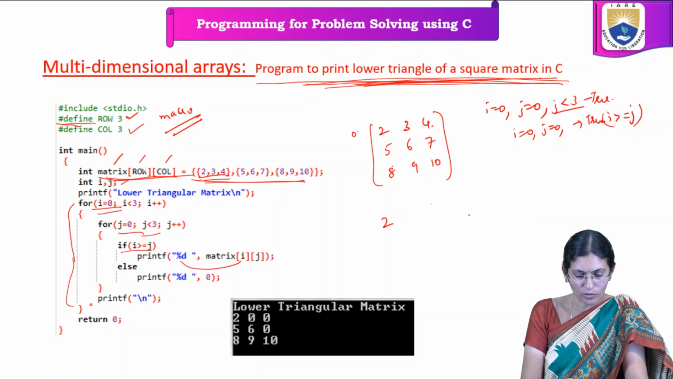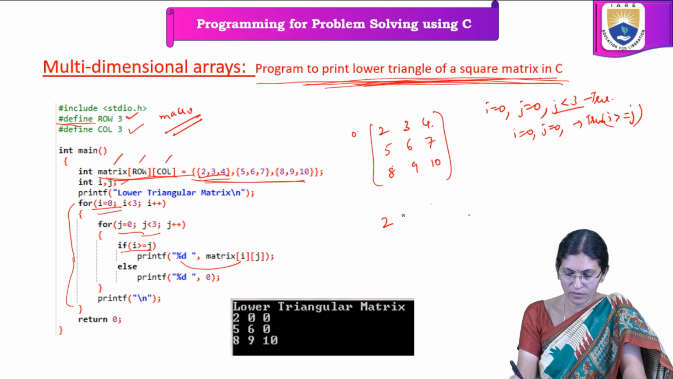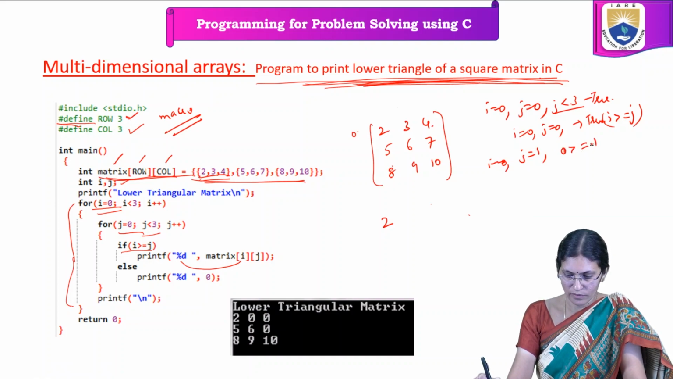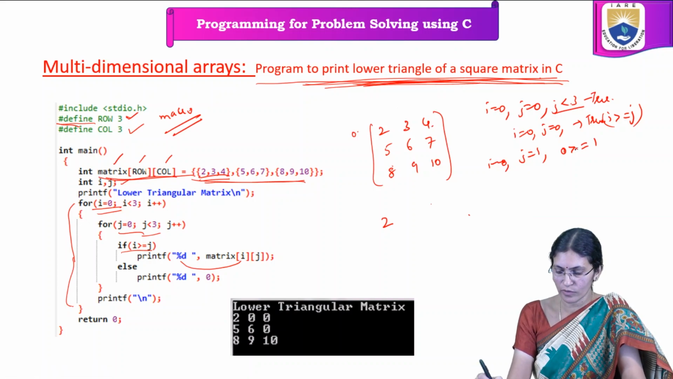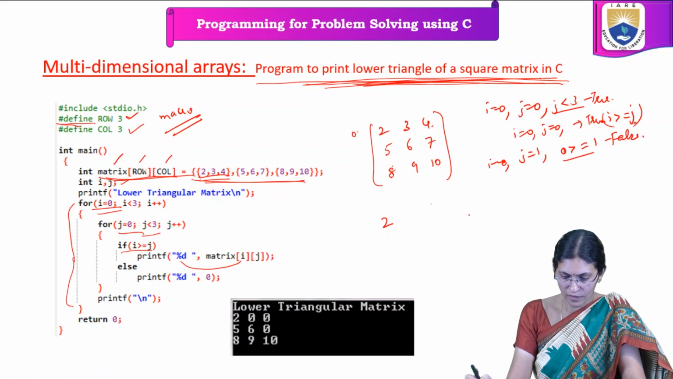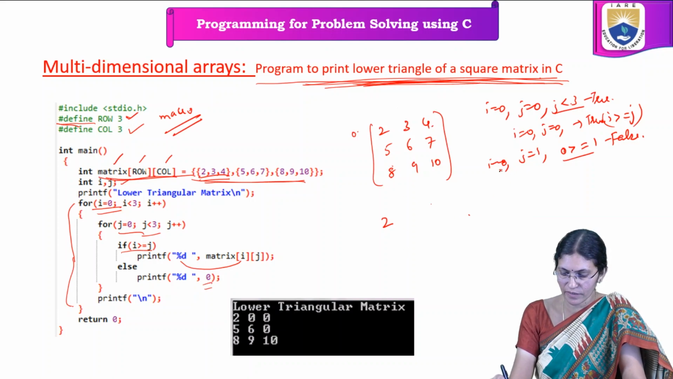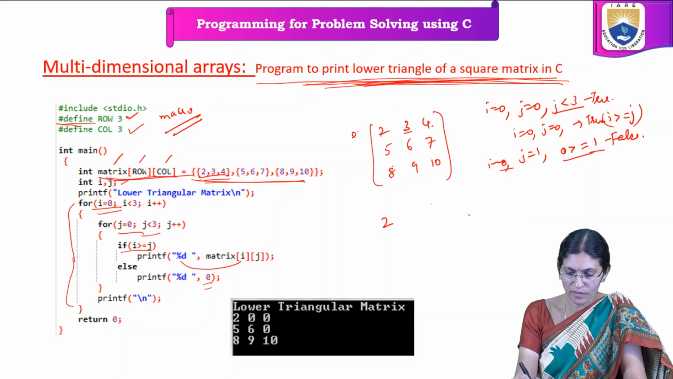Next, it will not go to the else part, so it will come out. Then j will be incremented by 1. Now j is equal to 1. So for i equal to 0, j is equal to 1 now. Again it will check the condition: is 0 greater than or equal to 1? 0 is not greater than 1, so this condition becomes false. If it is false, then it will go to the else part and 0 will be printed. The corresponding element is 0, 1, that is the 0th row and first column, so this element will become 0.